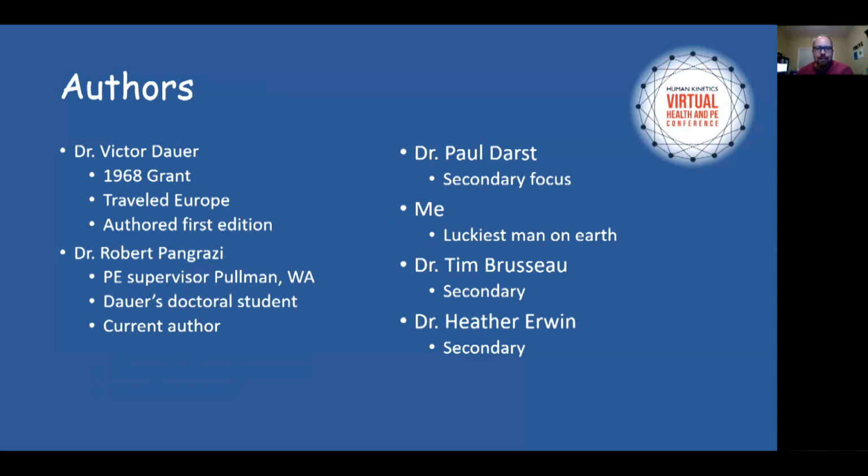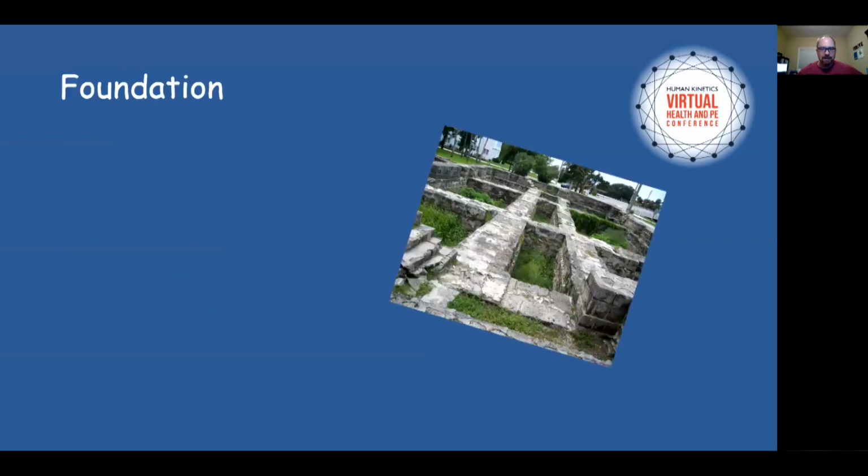And then also Tim Brousseau, who is at University of Utah, and Heather Irwin, who is at the University of Kentucky, have also come on as authors of the secondary version of the book. So this is kind of where the book has come from, a little bit of the background of what influenced it. These are the authors, where it started from. And hopefully I'll be able to talk a little bit about the foundation of what this is.